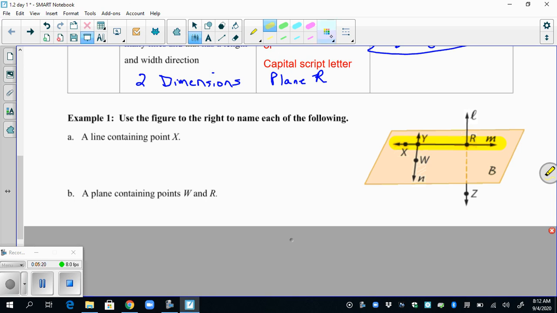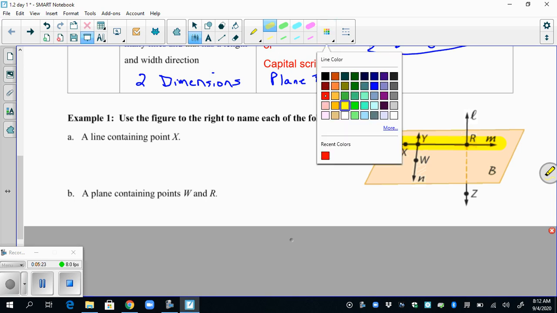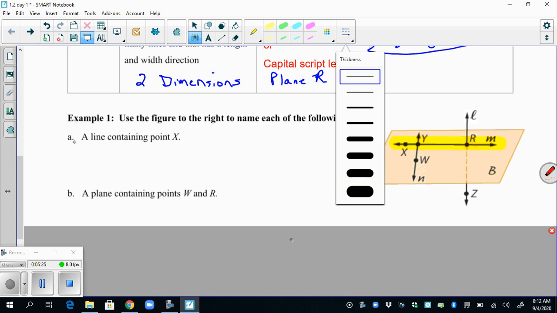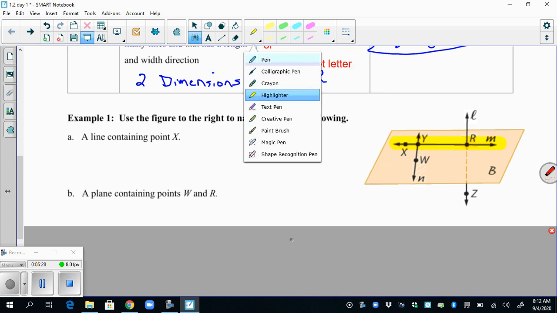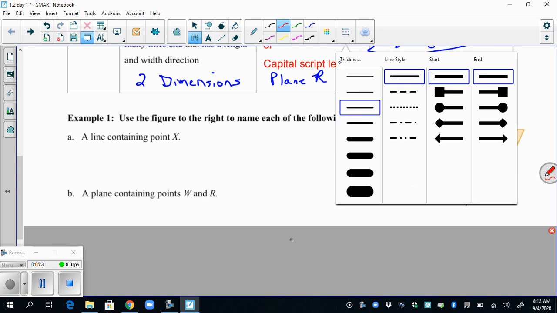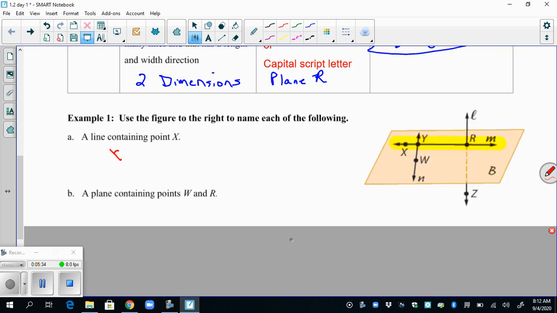So one way that I could name it would be using 2 of the points that are on the line. So I could call it line XR. That's one way. That's not the only correct answer. I could call it line RY. Again, any 2 points that are on the line I can use. Or I could use this script letter in the corner and just simply call it line M.